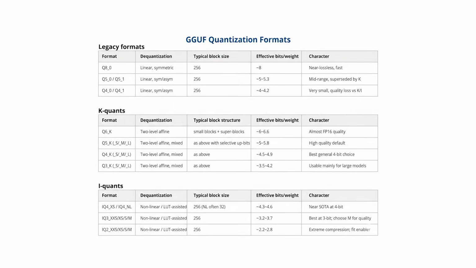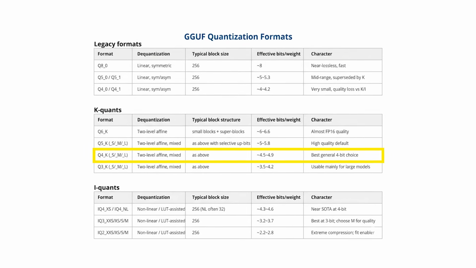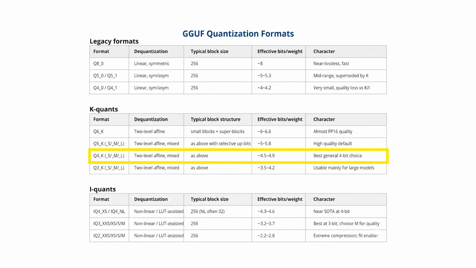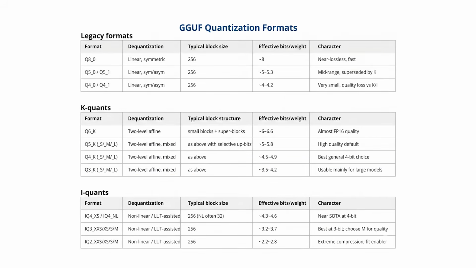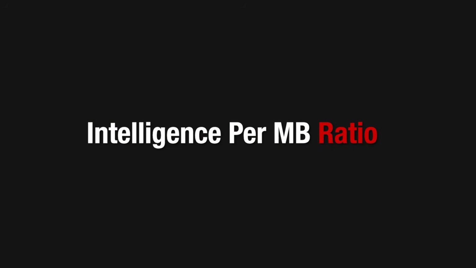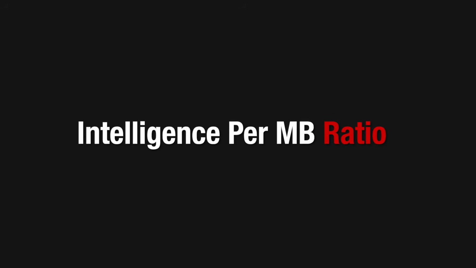So instead, we have to go with the old school Q4 models, which is the gold standard for our case. It uses a medium-sized legacy quantization method that the Pi's processor can actually handle without choking. It gives us the best intelligence per megabyte ratio while keeping the logic intact.